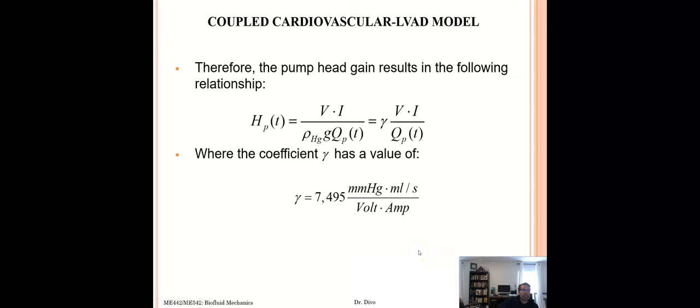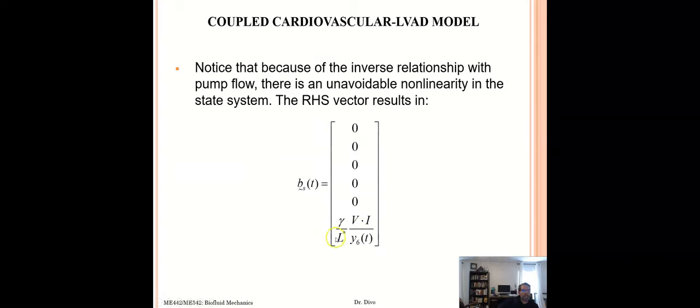So at the end of the day, we have this equation. We have an equation for HP as a function of the inverse of the pump flow, which we'll introduce on the right-hand side, right? So the right-hand side vector was HP divided by the inductance, the total inductance, and now we're replacing that HP by gamma, voltage supply to the motor, current supply to the electric motor, divided by the pump flow, which is simply Y6. Notice that because of the inverse relationship with the pump flow, there's an unavoidable nonlinearity in the state system. Now you no longer can avoid the nonlinearity.